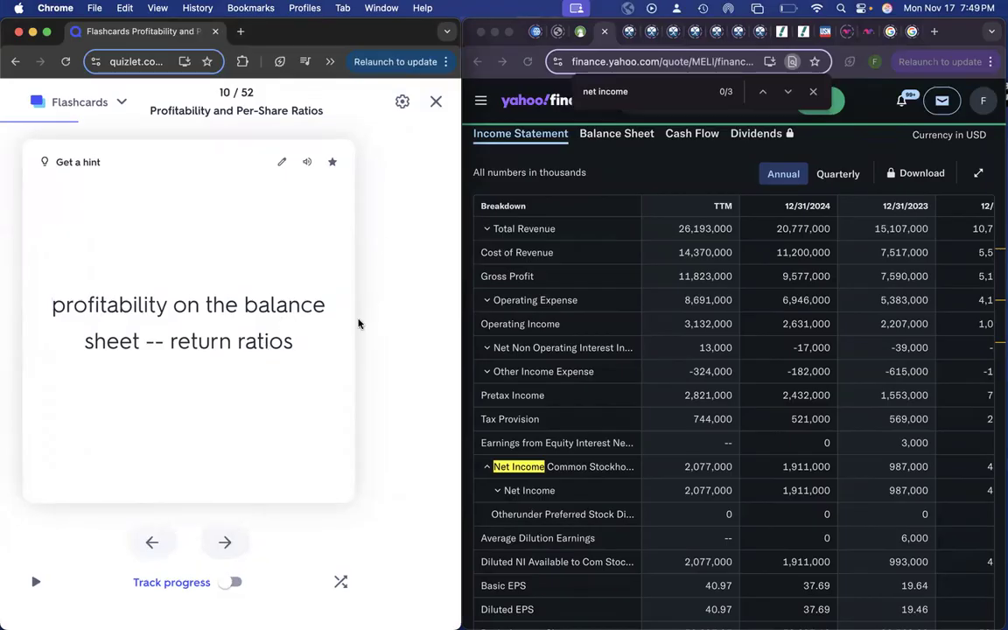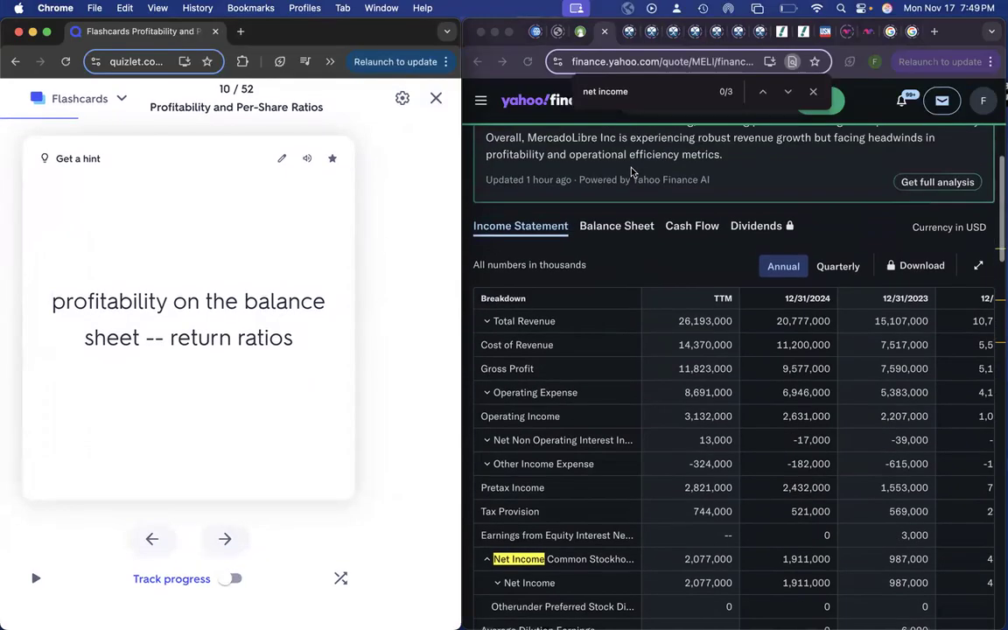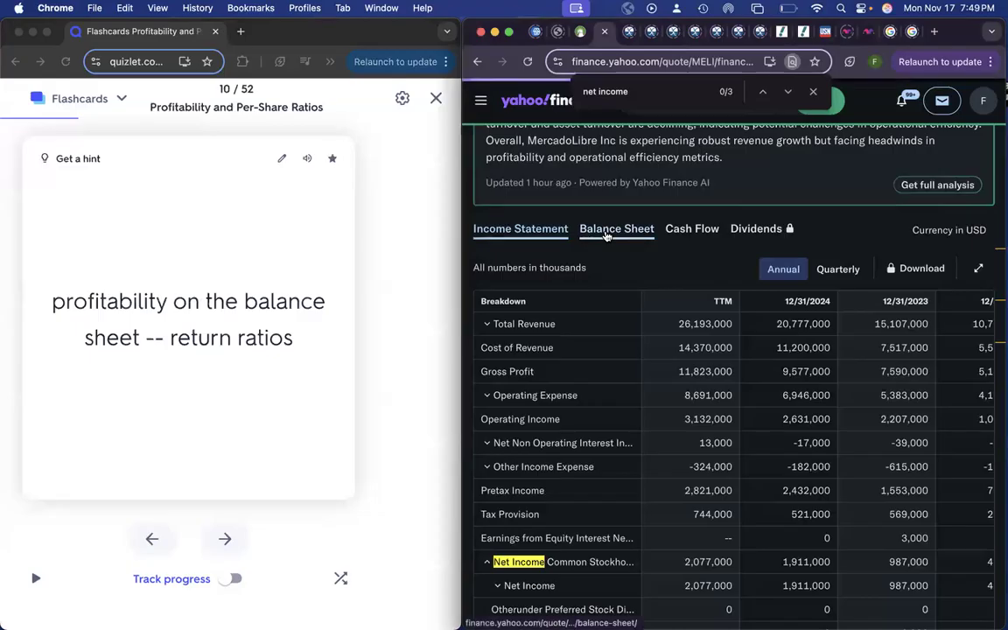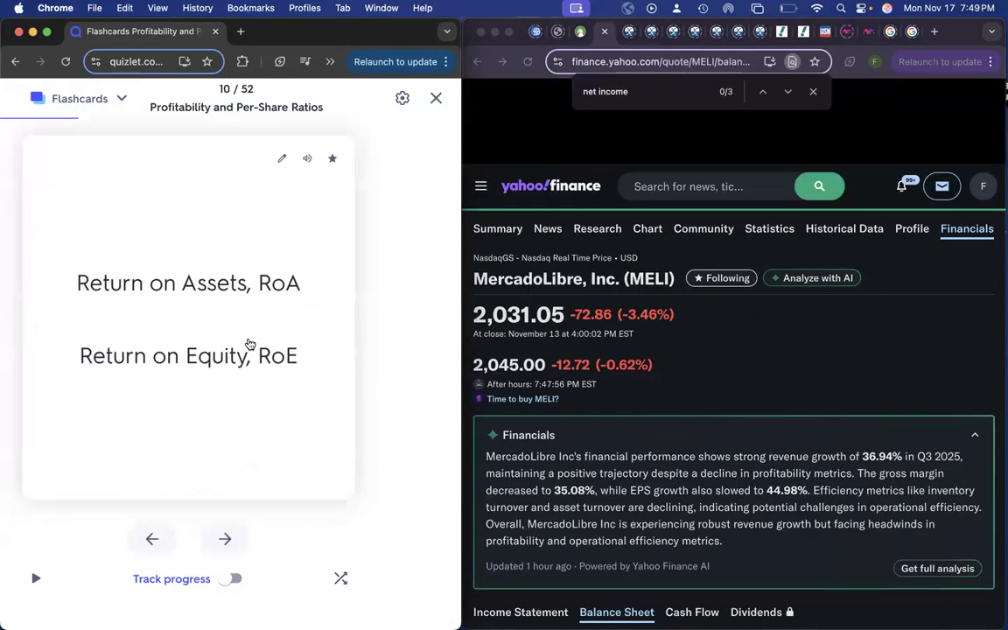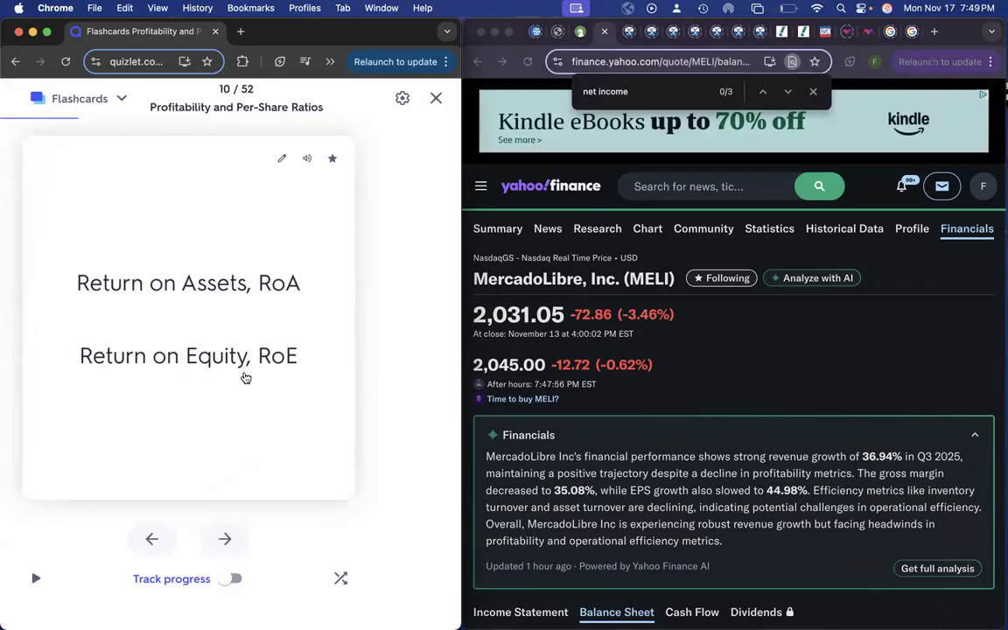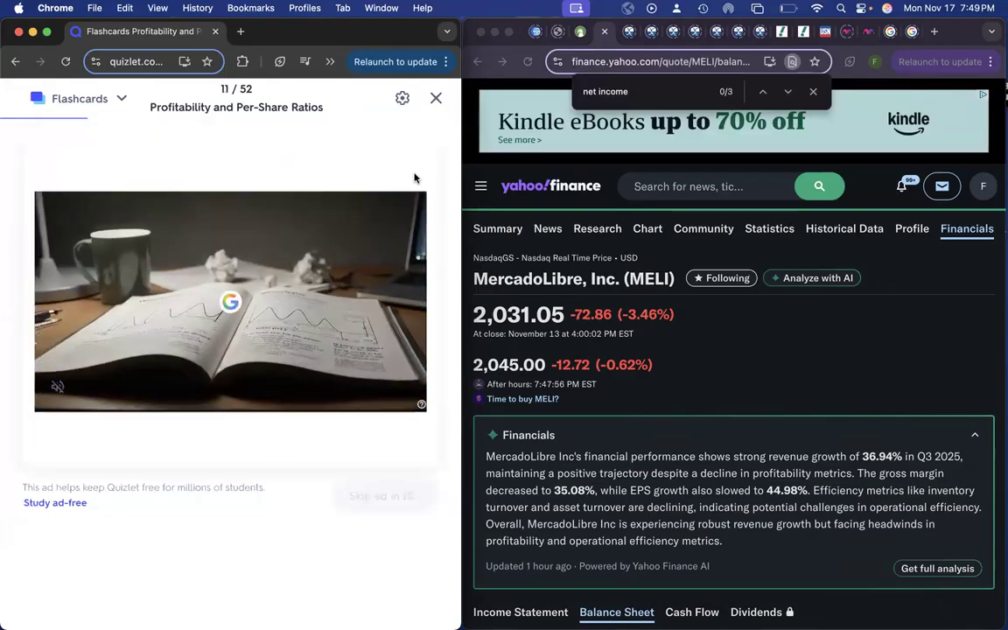Some profitability examples from the balance sheet. We have return ratios. There are two types: return on assets and return on equity.